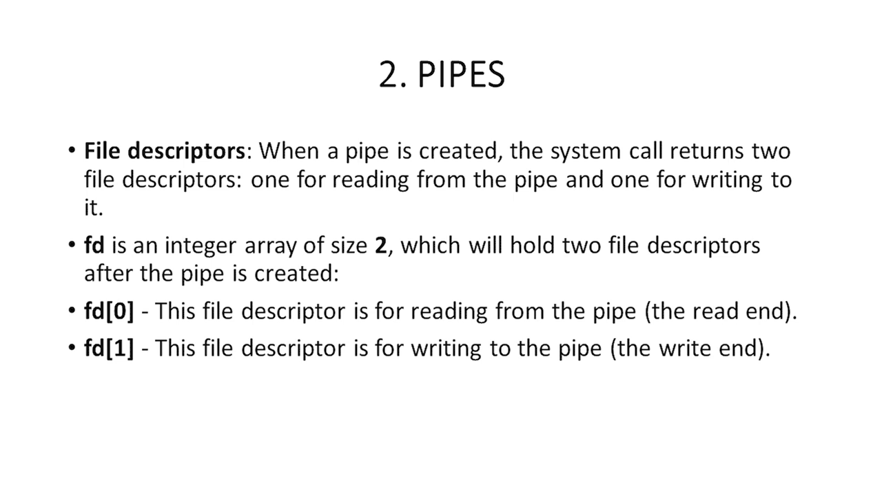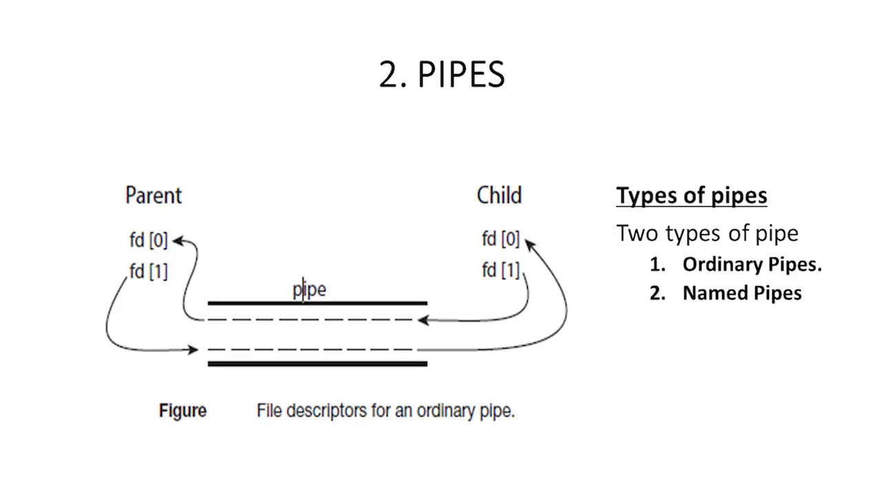fd[0], the array element with index value 0, is mainly used for reading from the pipe. That is the read end. fd[1], the index value 1 of the array, is used for writing purposes. That is the write end. So this is the diagram as I told you. fd[0] is the file descriptor used for reading from the pipe, which is considered the read end, and fd[1], the file descriptor used for writing to the pipe, is the write end.